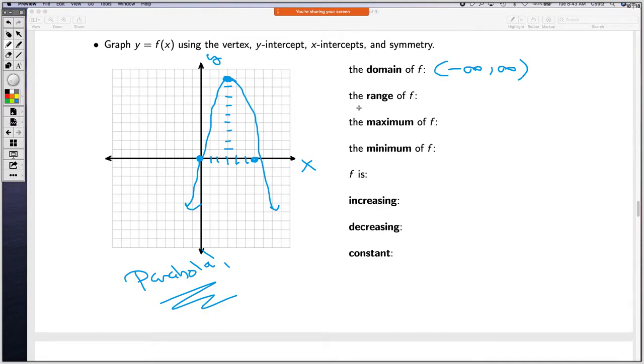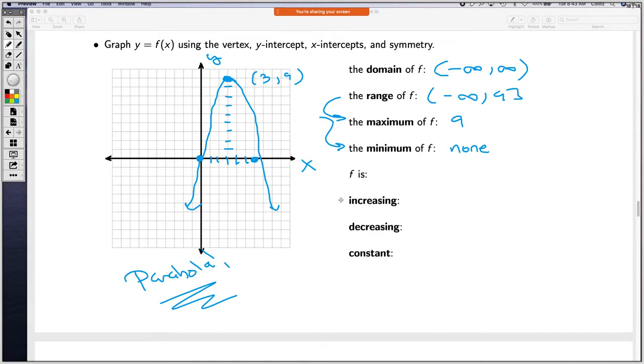The range, of course, is determined by the vertex. The vertex was up here at (3, 9). So looking at the y values, I'm going to get all the y values up to and including that 9. The range tells us the max and the min. The max is the biggest y value on the graph. That's 9. There is no minimum because it goes to negative infinity.